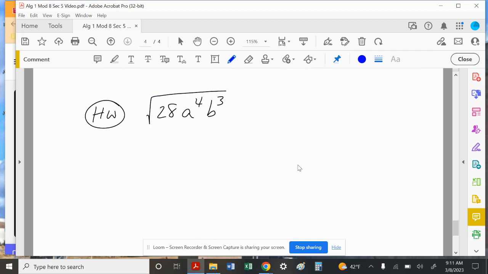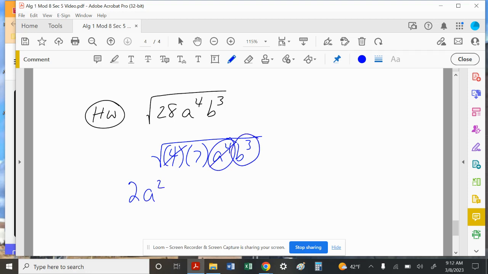Okay, 28, a to the fourth, b to the third. Notice that we have, of course, the square root of 4 times 7. We have a to the fourth, b to the third. I'm going to leave those alone for now. We can take out a 2. I divide the power by 2. I get 2, so that would be a squared. And of course, all of those are gone. I divide the power by 2.